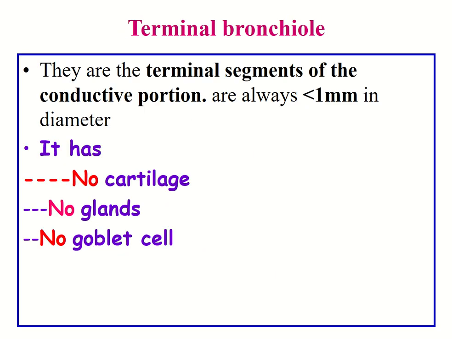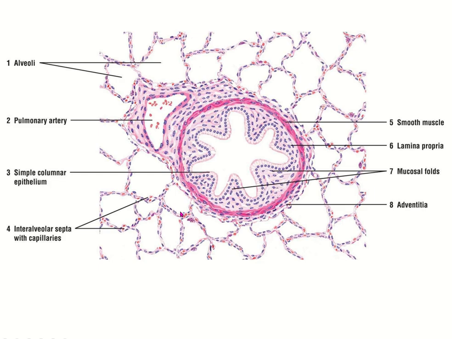So the terminal bronchiole is always less than 1 millimeter in diameter, and it has no cartilage, no gland, and no goblet cell. Terminal bronchiole is the last portion of the conducting system. So histology of the terminal bronchiole is very important. The only difference between bronchus and bronchiole: in bronchus cartilage is present, in bronchiole no cartilage is present.